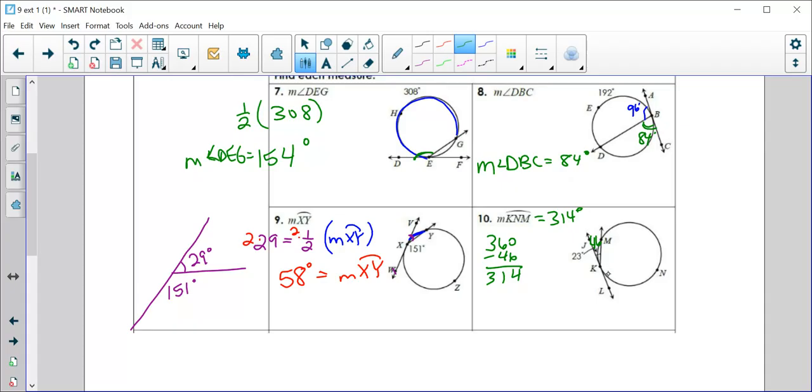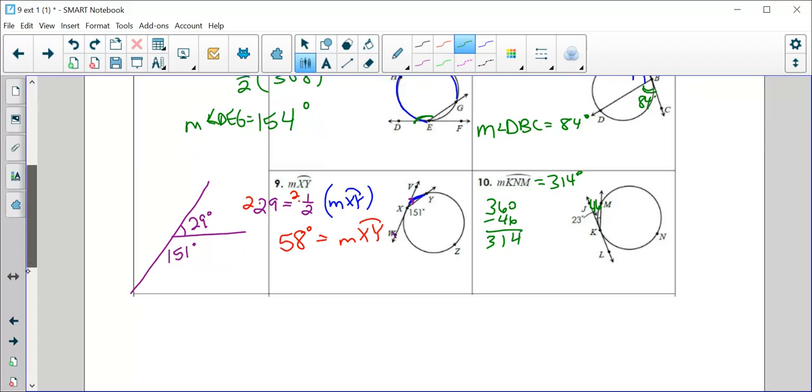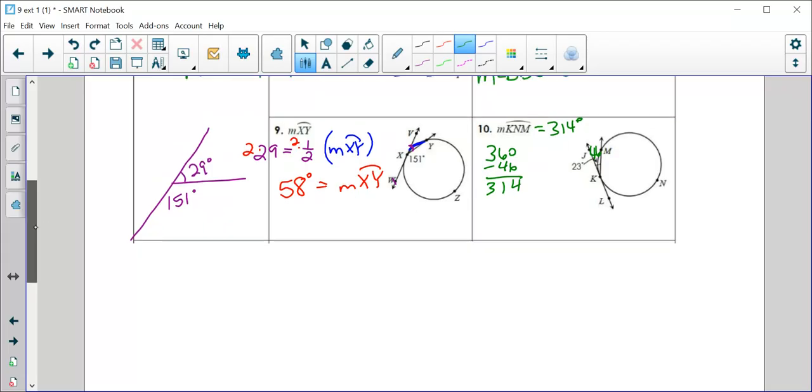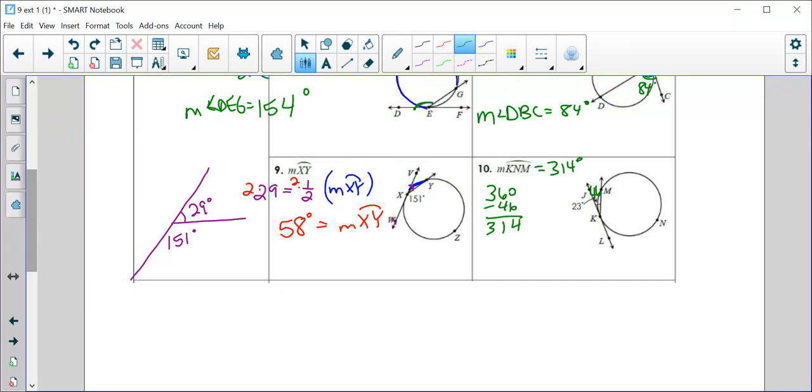This one, for number 10, we are given the angle. So what I did was I doubled the angle to get 46. That's the arc there, KM. And then I just subtracted from 360 to get that leftover arc to be 314 degrees.